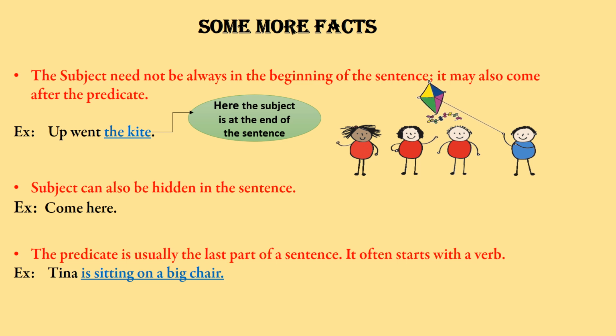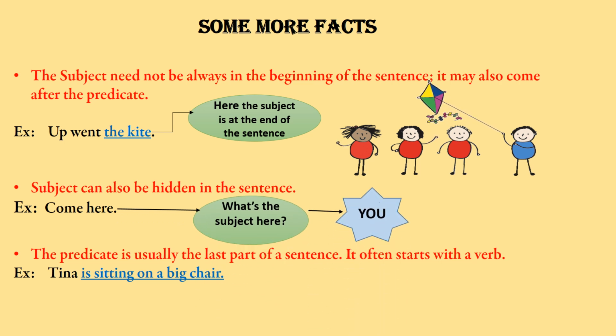Subject can also be hidden in the sentence. In this example, come here. What's the subject? You can't see the subject because the subject is hidden. And what's the subject? You. Because it is understood if someone says, come here, he or she must be saying it to someone else. So there are sentences in which subject is hidden.